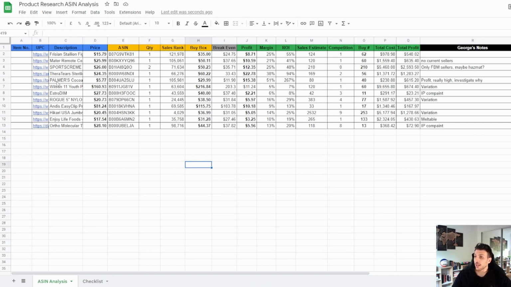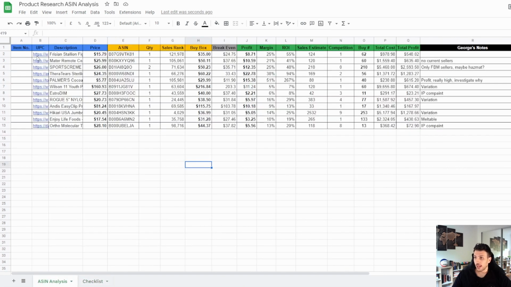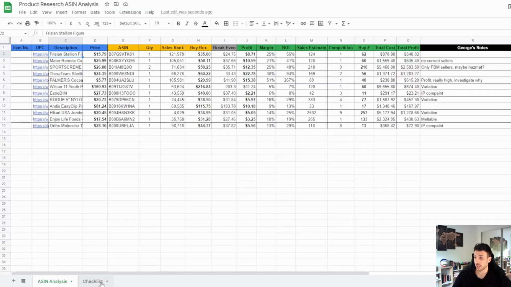Okay. So now we want to go through these ones here and basically run them through these checklists that we have here. So basically through these 14 things that we mentioned earlier. So let's go ahead and start removing the ones that don't meet this criteria. So we're going to jump to the first one, and it's this horse thing, this little horsey thing. The product cost us $15.79.